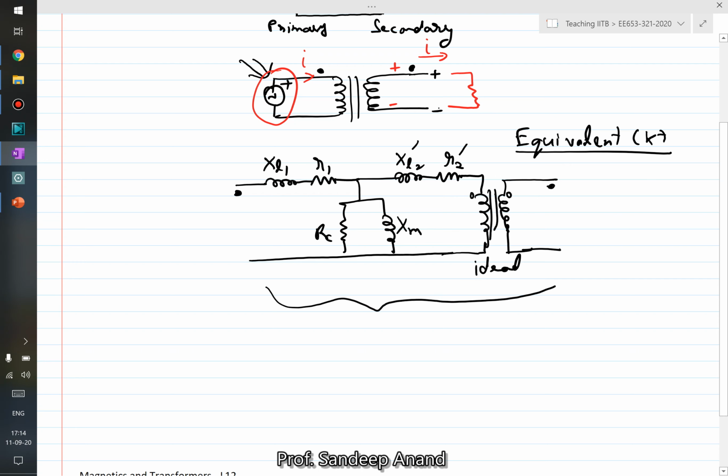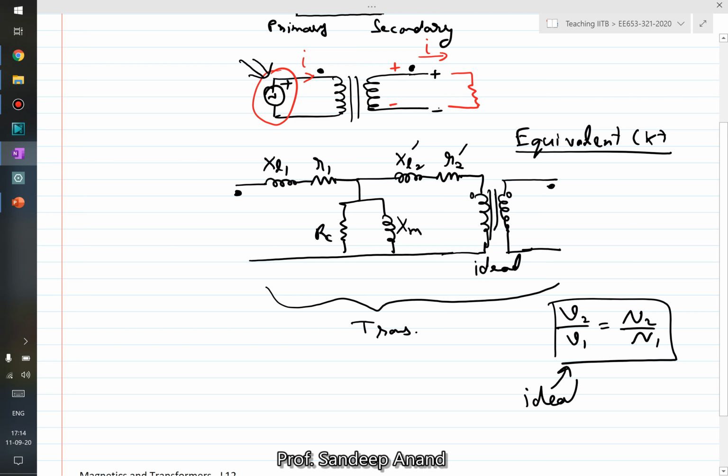This full thing is the real transformer. And for the ideal transformer, we do understand that V2 by V1 is equal to N2 by N1 holds good only for ideal transformer, right? Where V2 is this voltage and this is the V1 voltage, let's say. All right, in actual overall voltage, let me call it E1 and E2. E2 by E1 would not be equal to N2 by N1 because there's going to be a drop because of the other parameters.